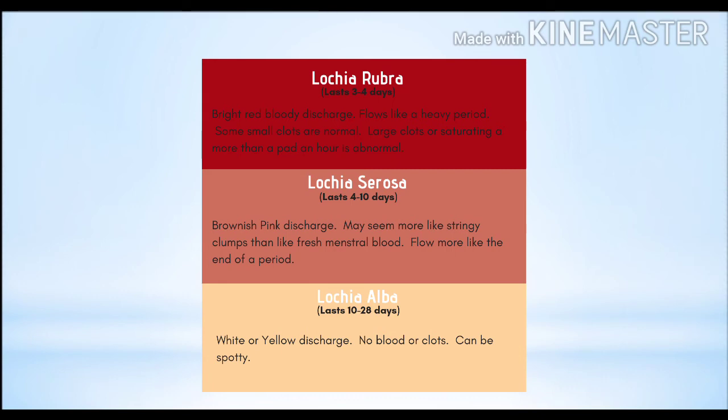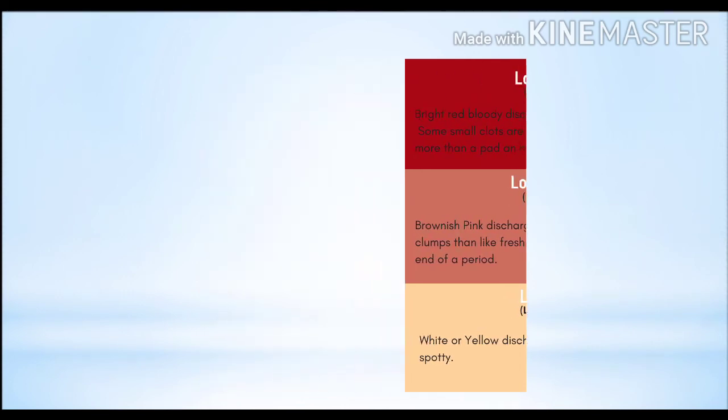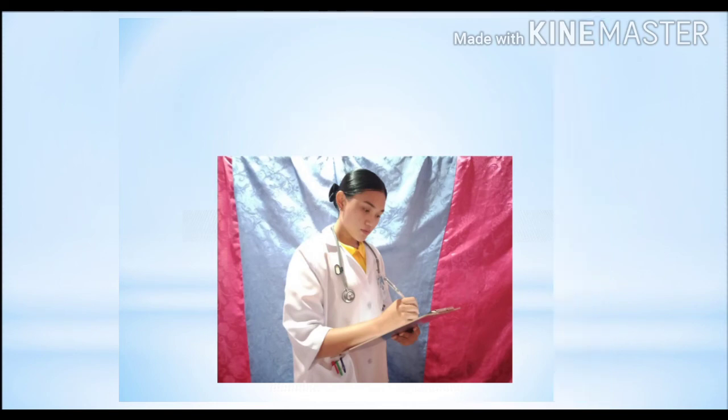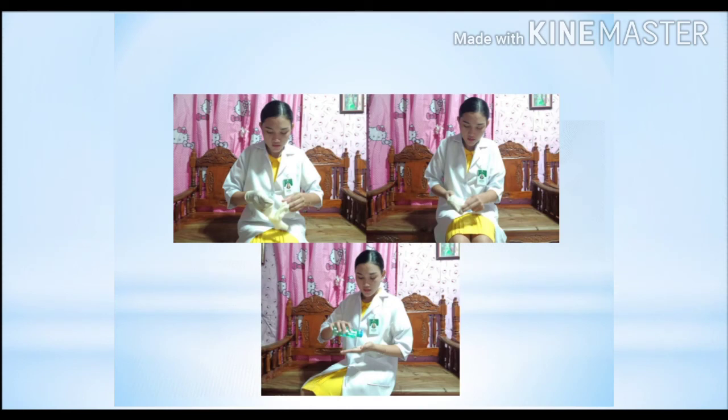And at last, lochia alba, which is 11 to 21 days, vaginal discharges are yellow to white in color. And for the 22nd step, document number and size of blood clots. And for the 23rd step, remove medical gloves and do hand hygiene.